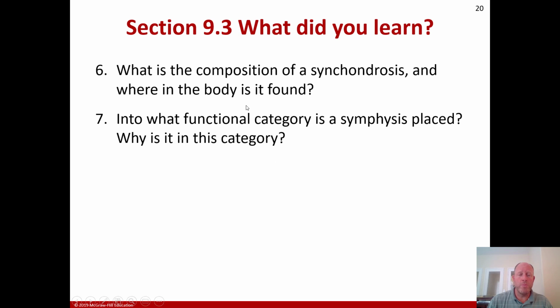So what did you learn? You should be able to define the composition of a synchondrosis and where in the body that is found, and in what functional category a symphysis is placed, and why it is in this category.